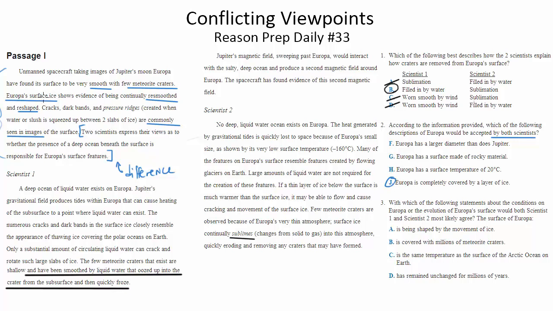They both assume and agree that there is surface ice. And they do talk about ice on the surface as well if you read more into Scientist 1 and Scientist 2. But we can see in the shared information they both agree on that. So that's why we can pick choice J.